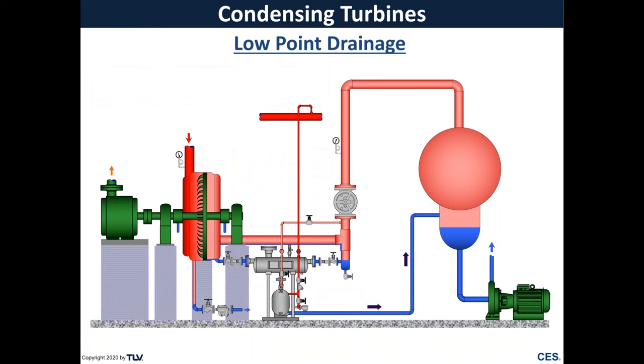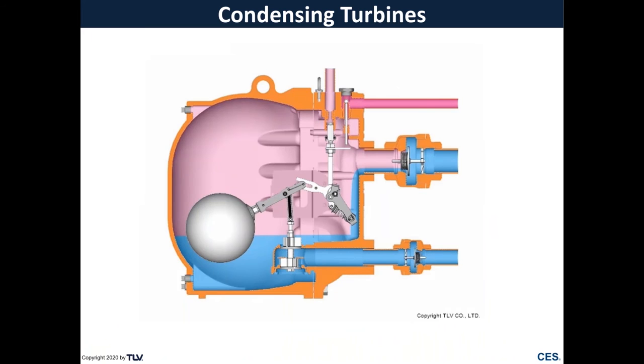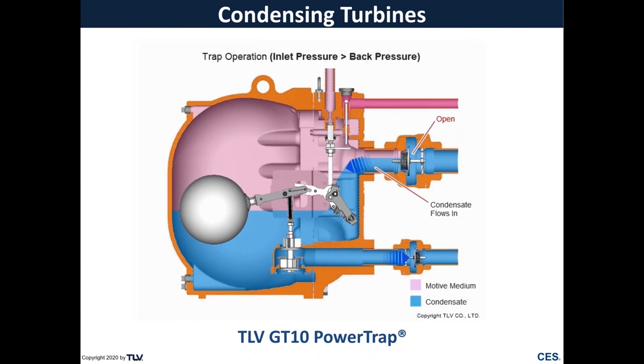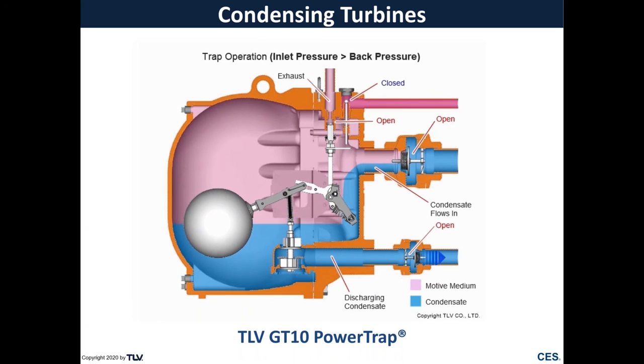A better option might be to pump the condensate to the hot well using a mechanical pump, such as the TLV power trap system. This animation demonstrates the features and operation of the TLV GT10, showing first how the float rises and falls to modulate the trap opening in response to condensate load and discharge condensate when positive differential pressure exists.